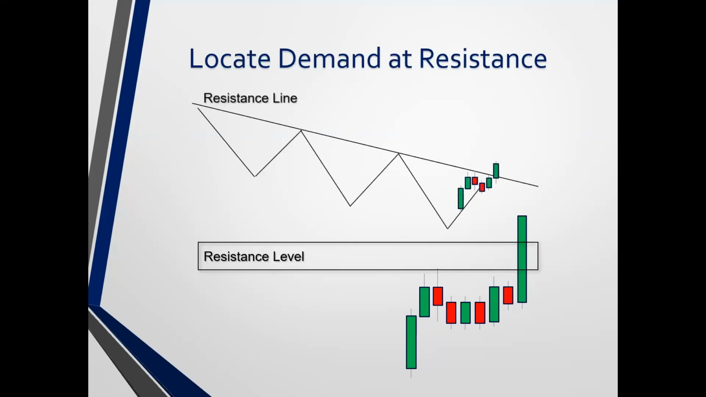All right, so here's another version of that, locating the demand at resistance. There are ample amounts of resistance. You've got resistance levels, resistance lines, you have Fibonacci patterns and so on. There are a lot of different types, but let's keep it simple. I want to look at the resistance levels as well as the resistance lines. I realize I am taking this a step further.